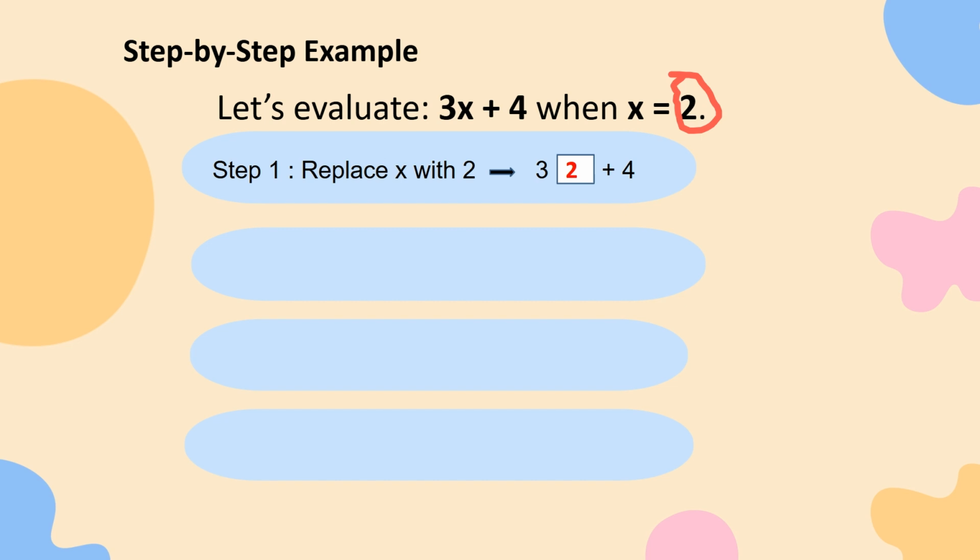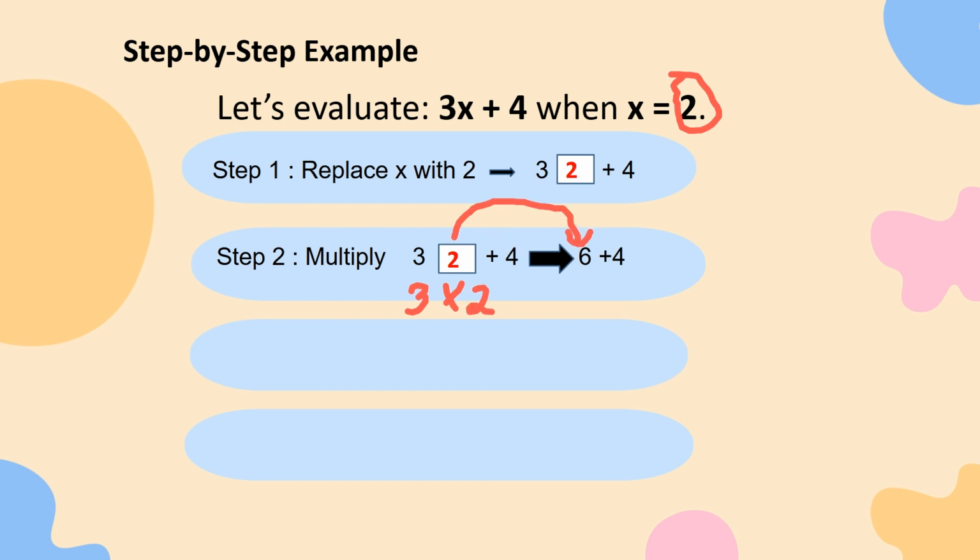Okay, plus 4. So, yes, it says there multiply. So, what is now 3 times 2? Of course, it's actually 6. 3 times 2 is 6. Plus 4, all right, that's step 2.